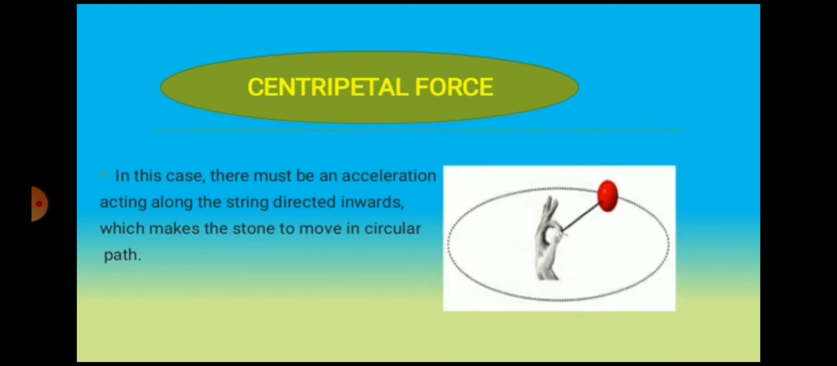Let us consider an object of mass m moving along a circular path of radius r with a velocity v. Its centripetal acceleration is given by a equals v square by r.